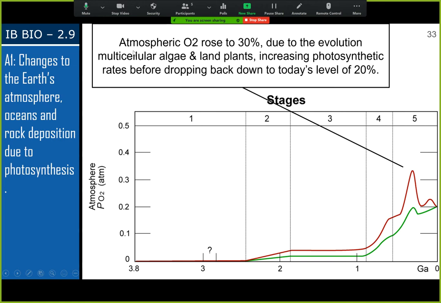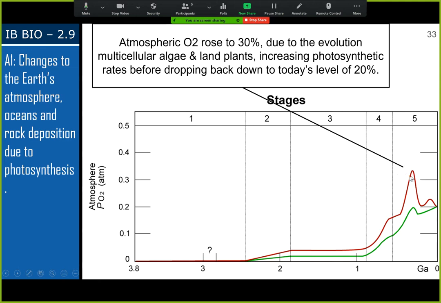Then, pretty recently, if we're talking about in geologic time, that atmospheric oxygen rose to about 30%. And that's due to the evolution of multicellular algae and land plants. And that increases photosynthetic rates, right? That drops back down to about 20%. So, big spike in photosynthetic rates, right?